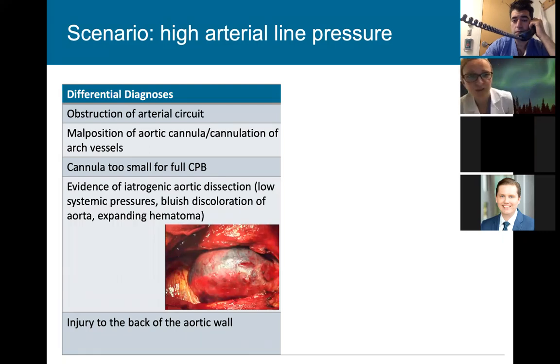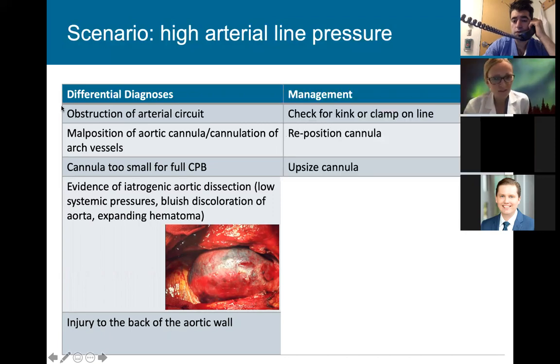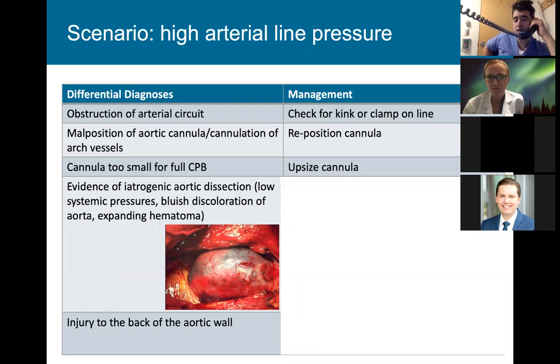No, that's great. So stay with us, and we'll ask you how to manage an aortic dissection, which is one of the differential diagnoses you need to rule out here. But exactly, if you have an obstruction of the arterial circuit, just check for a kink, or if there's a clamp that was left on the line. If you have a malpositioned cannula, reposition it. If it's too small, you can upsize it. And then one of the most feared ones is iatrogenic dissection, where you would see low systemic pressures, bluish discoloration of your aorta, and an expanding hematoma.